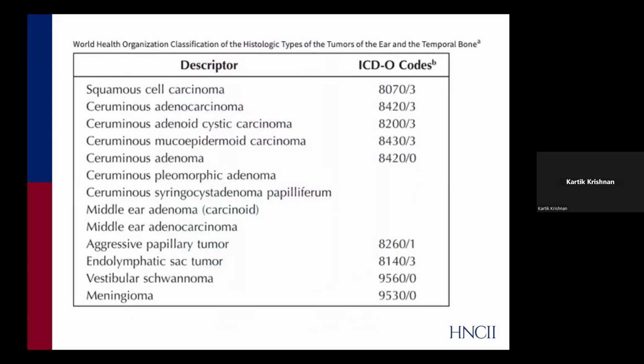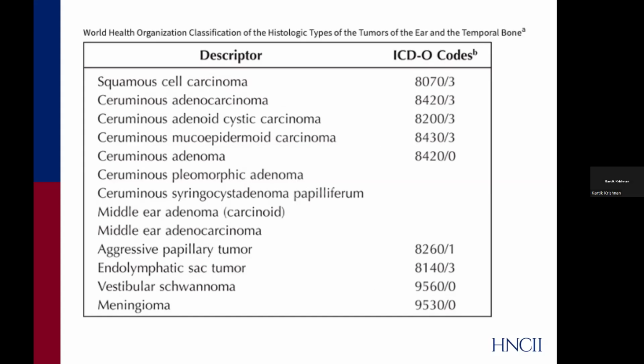What are the various histologies that can be found in temporal bone malignancies? You have the squamous cell carcinoma, which is the most common. Others are the ceruminous adenocarcinoma. These all arise from the ceruminous glands. We all know that there are ceruminous and sweat glands located in your external auditory canal. So the salivary gland malignancies can arise here: adenoid cystic, mucoepidermoid, pleomorphic adenoma.